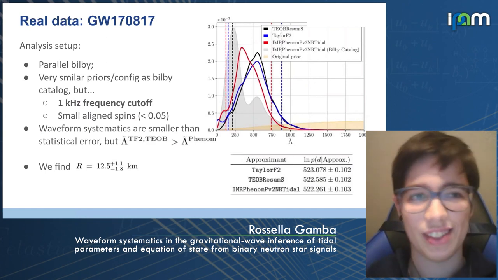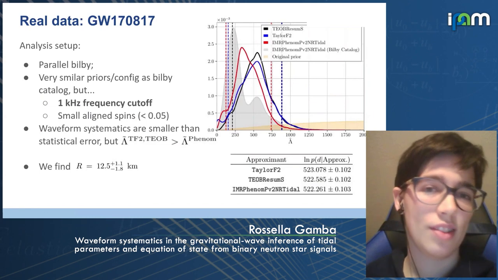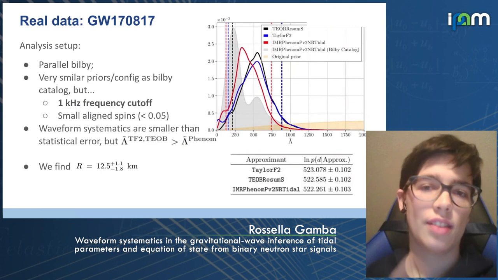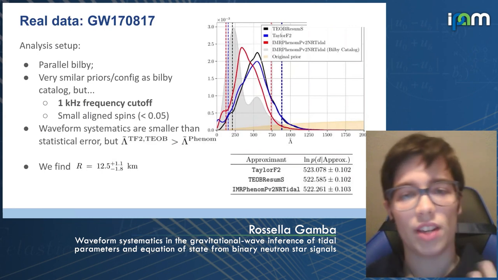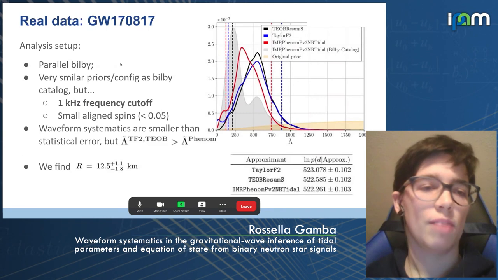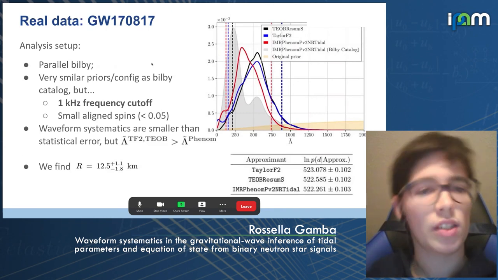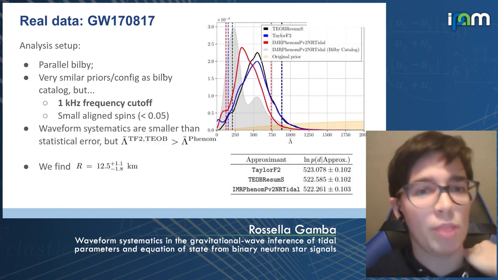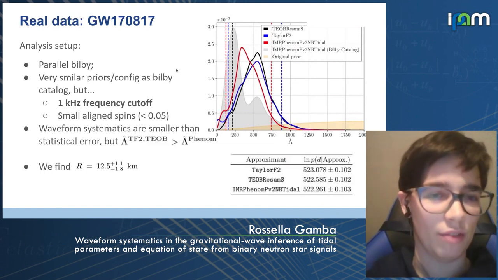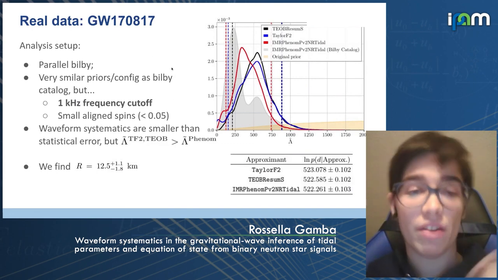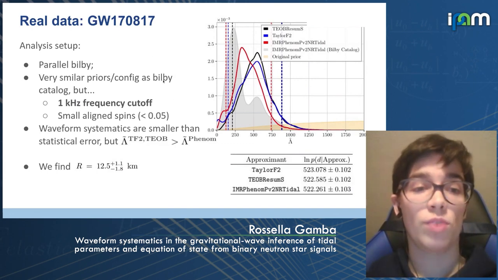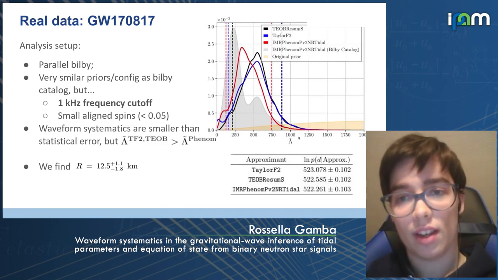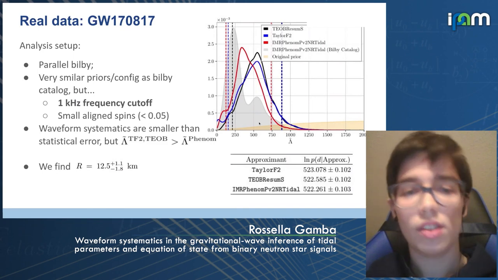Let's talk about 170817. What we did here was reanalyze this event with TOBRSMS, TaylorF2, and EMR Phenom PV2 and RTidal, using some, let's say, settings which are very similar to the one from the Bilby catalog, from a paper by the people who are developing the Bilby pipeline for gravitational wave inference. They are very similar, not exactly the same, because we assume just a 1 kHz frequency cutoff and small aligned spins.